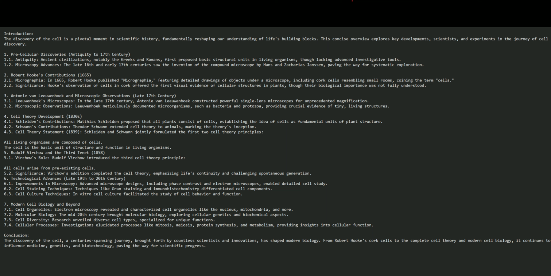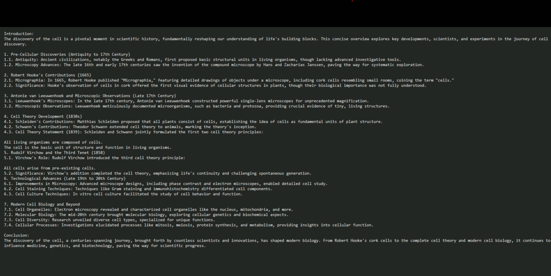Cell organelles. With the advent of electron microscopy, scientists discovered and characterized various cell organelles, including the nucleus, mitochondria, endoplasmic reticulum, Golgi apparatus, and lysosomes. Molecular biology. The mid-20th century witnessed the emergence of molecular biology, which delved into the genetic and biochemical aspects of cells, leading to discoveries like DNA structure and the genetic code.